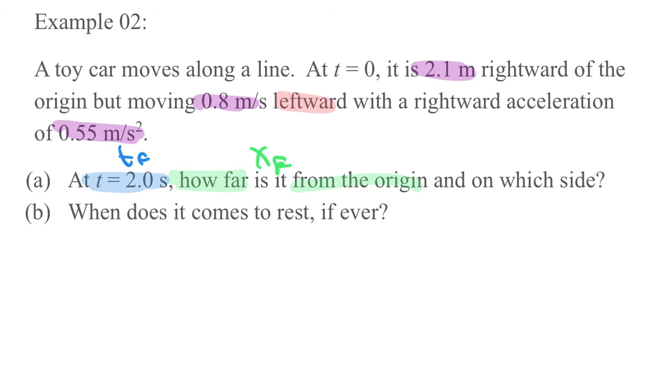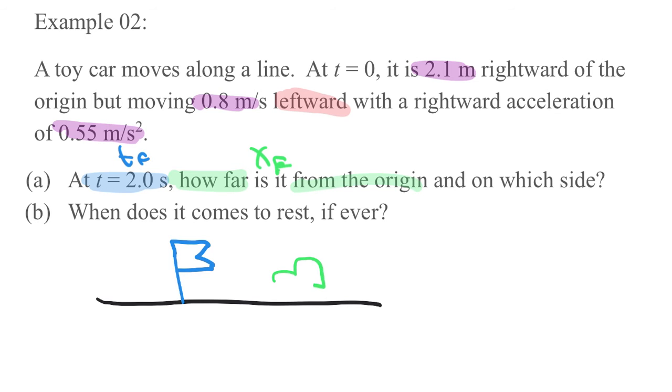Notice that it is moving leftward, even though we were given that it is originally to the right, but moving leftward. It's generally not a bad idea to have at least some picture. So here we have our flag and the car, which is to the right, but it is moving leftward, but it is accelerating rightward. So that's a quick sketch of what the situation looks like, and we'd like to know where does it end up and what time does it take before it comes to rest.